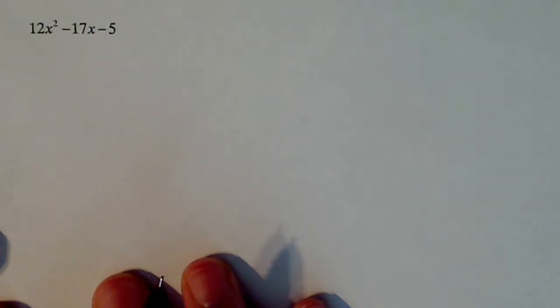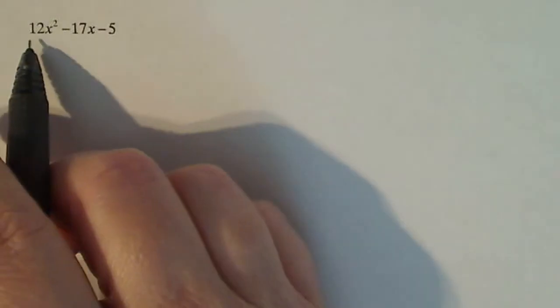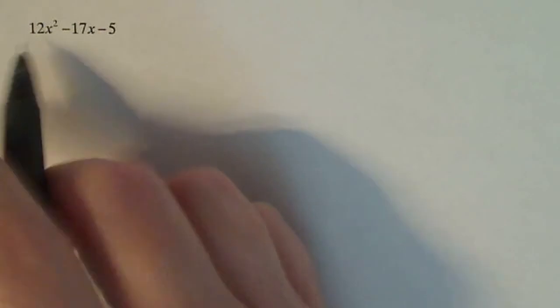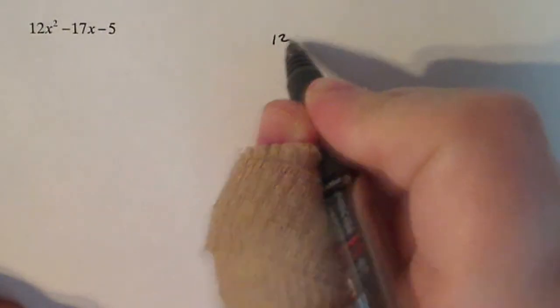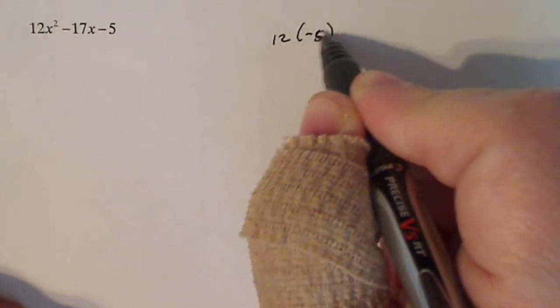All right, here is my last example of factoring. Now, again, this is a main reason why students fear factoring, because of that number right there. But don't change the rules. I take A times C and I multiply them together.